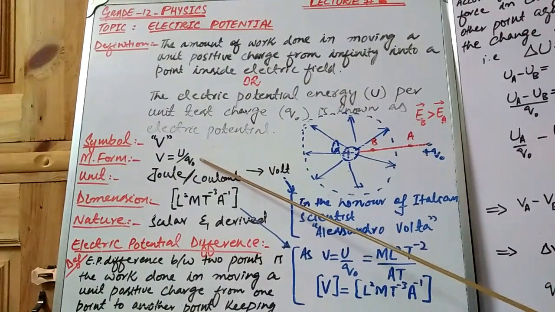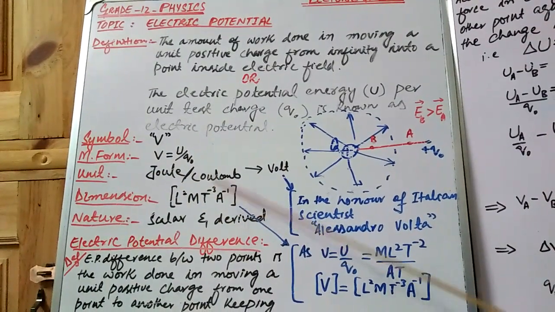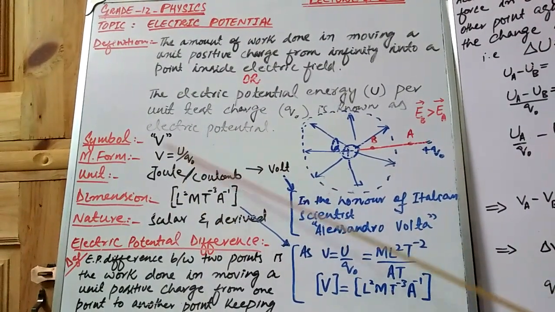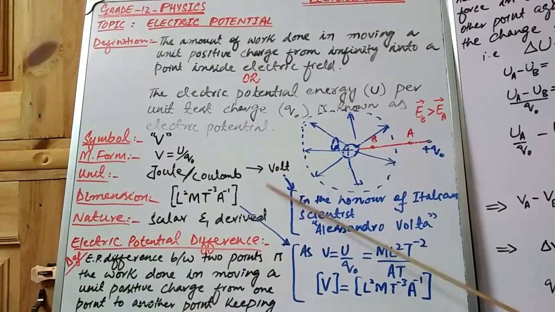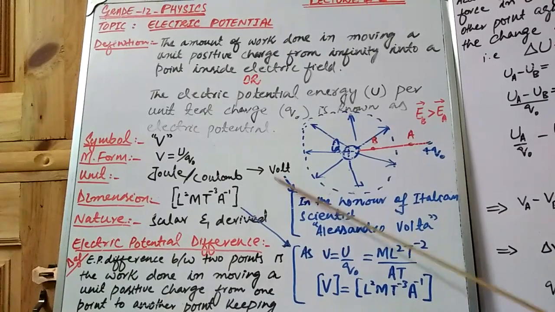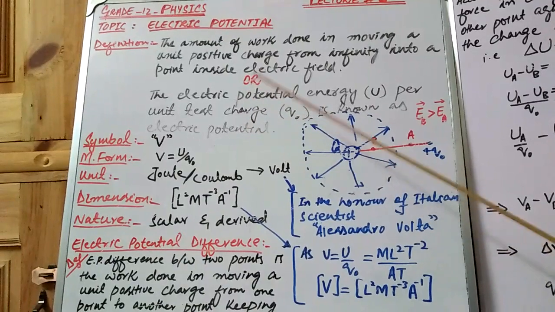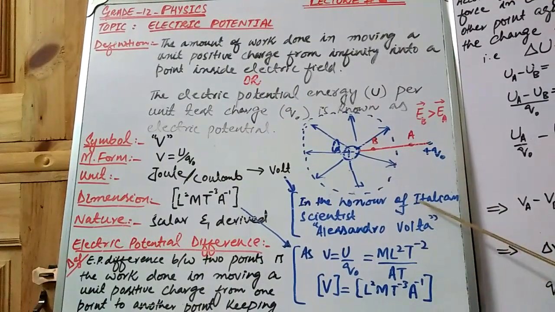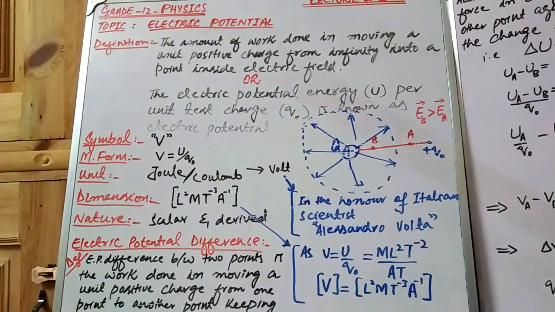By considering this formula, its unit is joule per coulomb. Overall, this joule per coulomb is called volt. So the SI unit of electric potential is volt, and this unit volt is assigned to electric potential in honor of the Italian scientist Alessandro Volta.